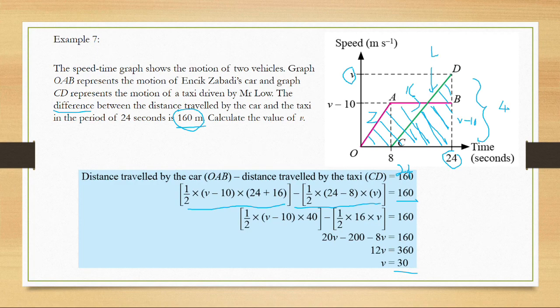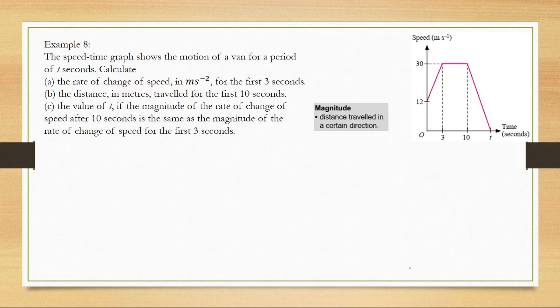Okay, now we look at the last example here in your book. It is on page 204. You can refer to your textbook. The speed time graph shows the motion of a van for a period of t seconds. So this is the graph given. The rate of change of speed is blank meter per second for the first 3 seconds. You have to calculate the rate of change. So the rate of change for the first 3 seconds is right here. You have to find the rate of change.